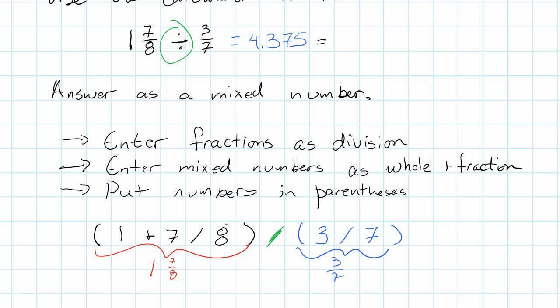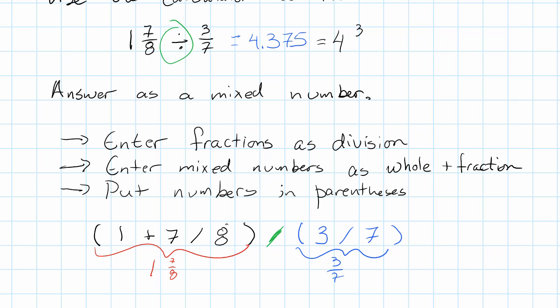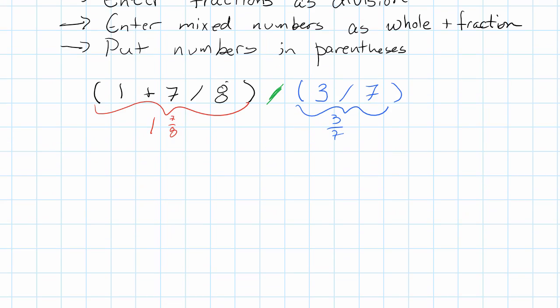But I wanted to give my answer as a mixed number. The whole number part is 4. I'm going to copy that. Alright. So I subtract off the whole number part. I'm left with a decimal smaller than 1. How am I going to get that to be a fraction? Oh yeah, math, fraction. And there we go. 4 3/8 is our answer.